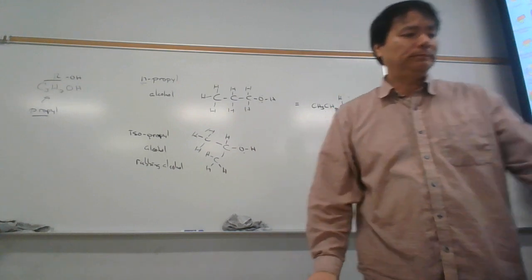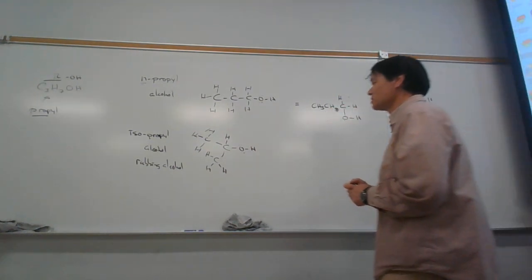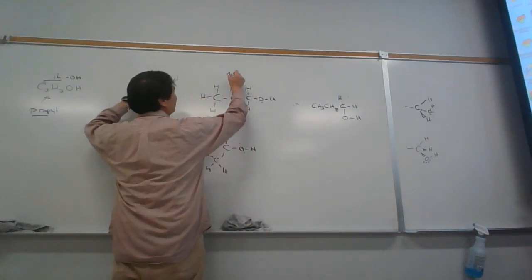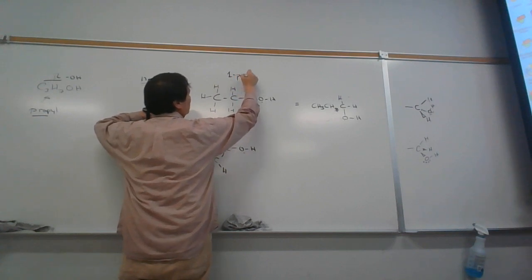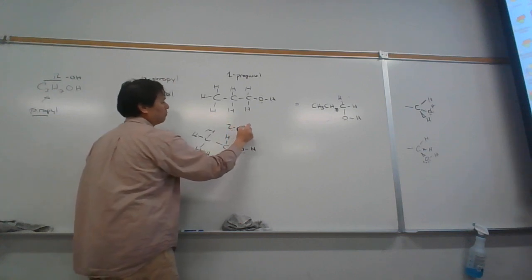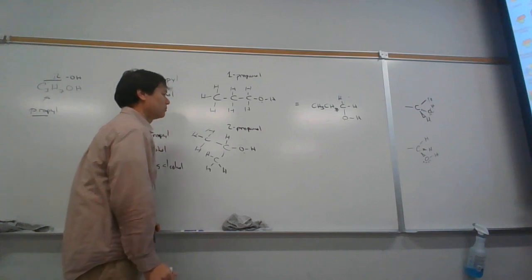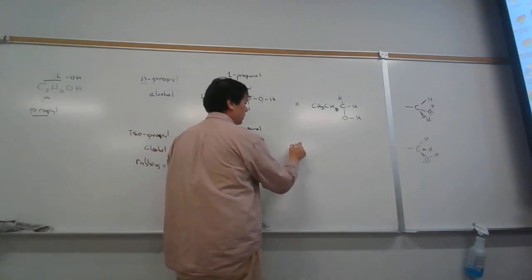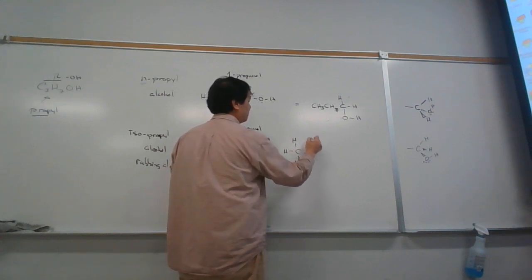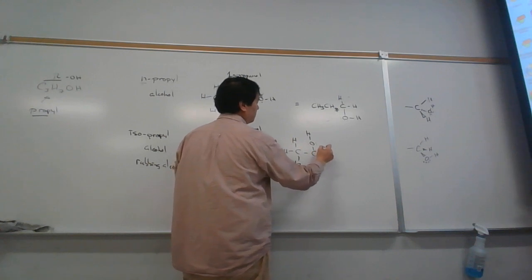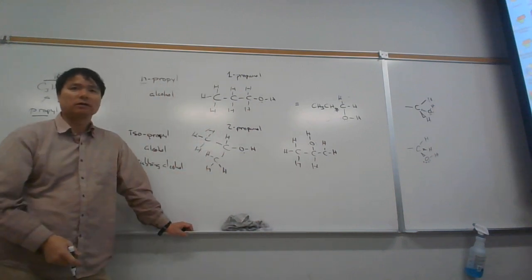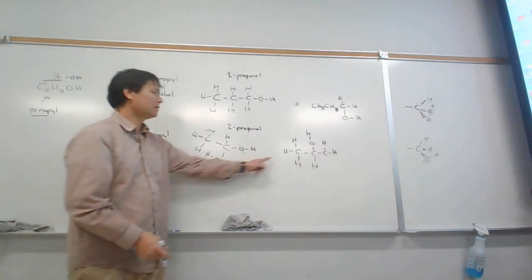In fact, isopropyl alcohol has a systematic name. These are the common names. This one's called 1-propanol. This one's called 2-propanol. There's no such thing as 3-propanol though. And 2-propanol can be drawn like this. You see these two are exactly the same structure? Yeah, these two are exactly the same structure.